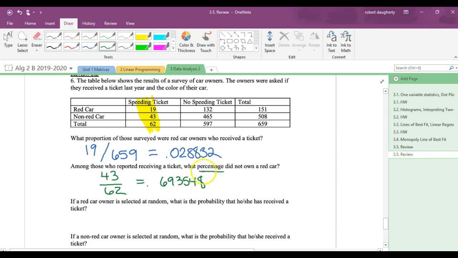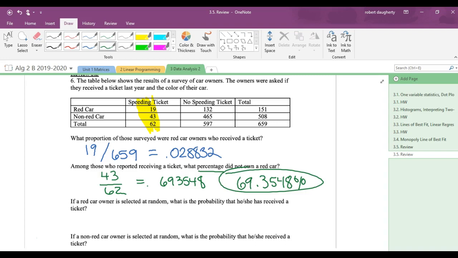What did they ask me? They asked me for percentage. This is 69.3548%. Okay, that's the percentage of people that, if they got a ticket, they did not own a red car.